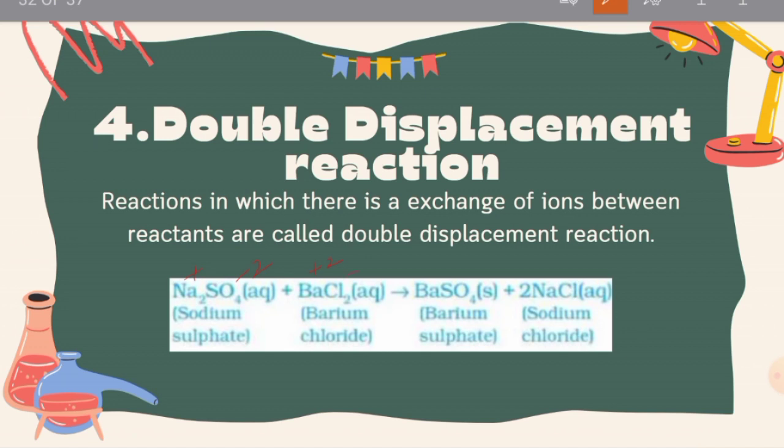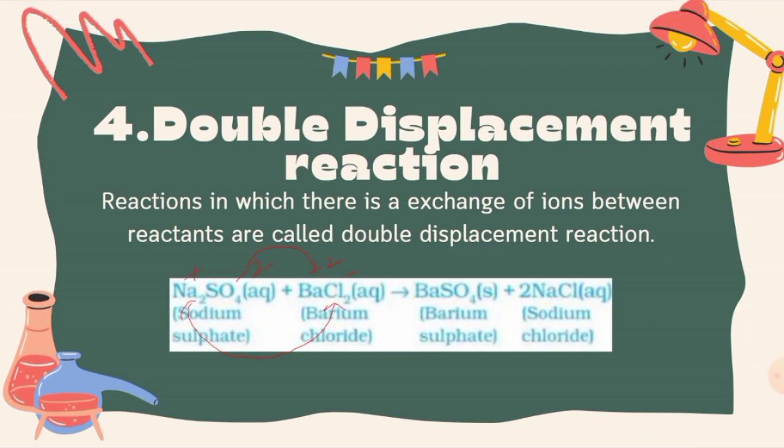See, what is going to take place is an exchange of ions. This plus 2 and this minus 2 will get together, and this plus 1 and minus 1 will get together. So BaSO4 and NaCl. In this way there will be exchange. In two ways displacement takes place, that's why it is a double displacement reaction.